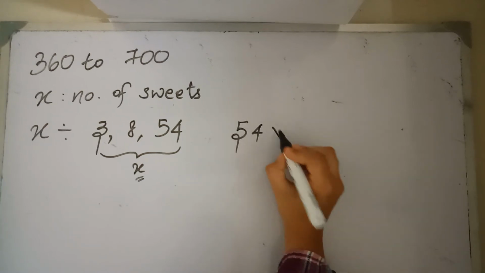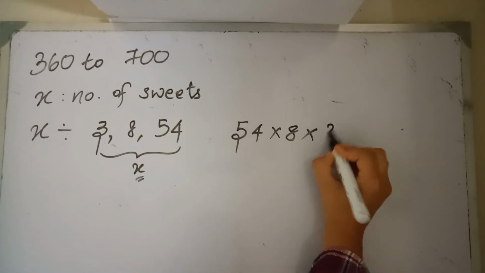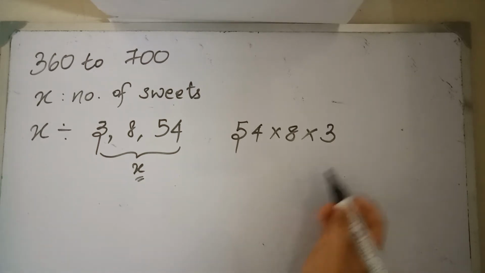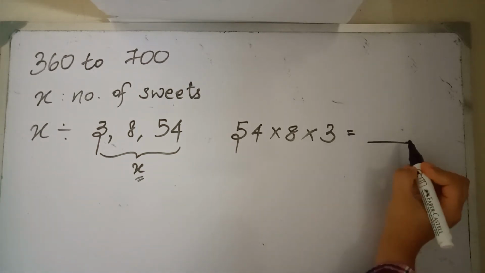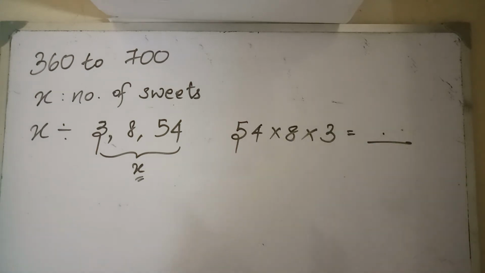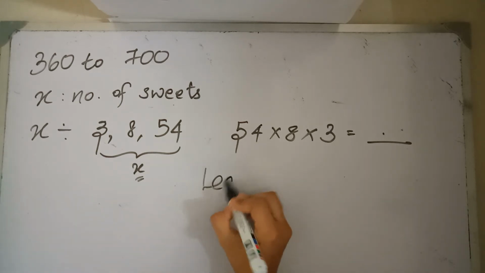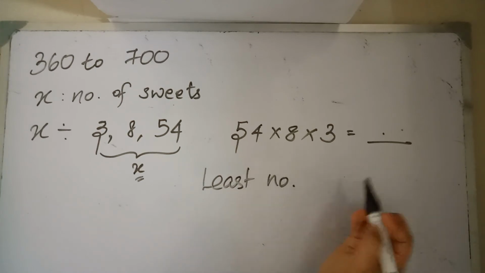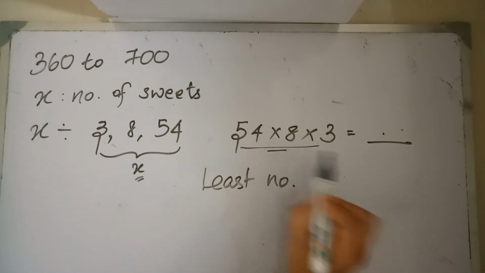So it's logical for us to take 54 into 8 into 3, because this will give a certain multiple, and this multiple will obviously be divisible by 54, 8 and 3. So that's what we want. It has to be divisible by all three of these factors. But she needs the least number. So least number means we have to see whether this statement will give the least number.